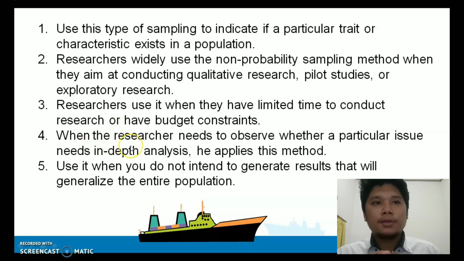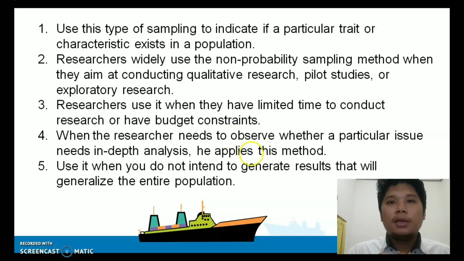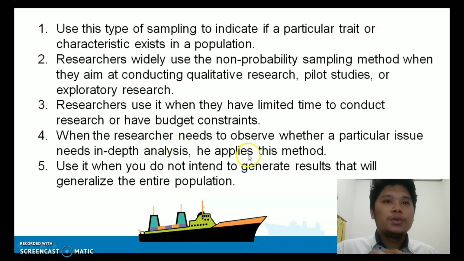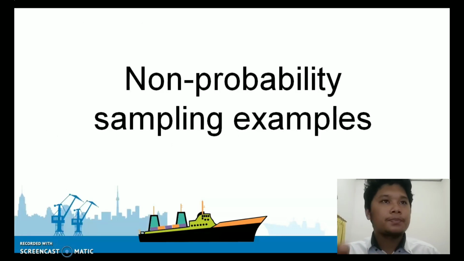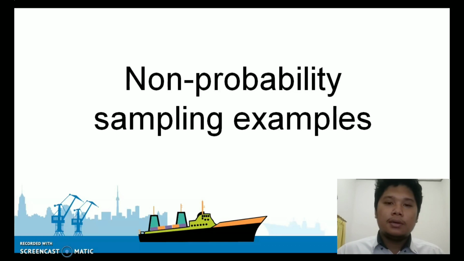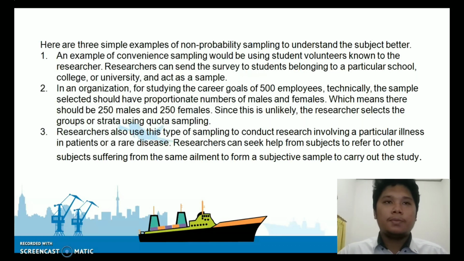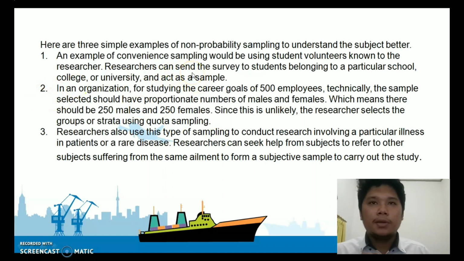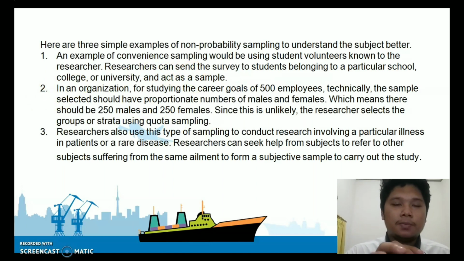Next, when the researcher needs to observe whether a particular issue needs in-depth analysis, he applies this method. Use it when you do not intend to generate results that will generalize to the entire population. Next is about examples of non-probability sampling. Here are three examples of non-probability sampling to understand the subject better.